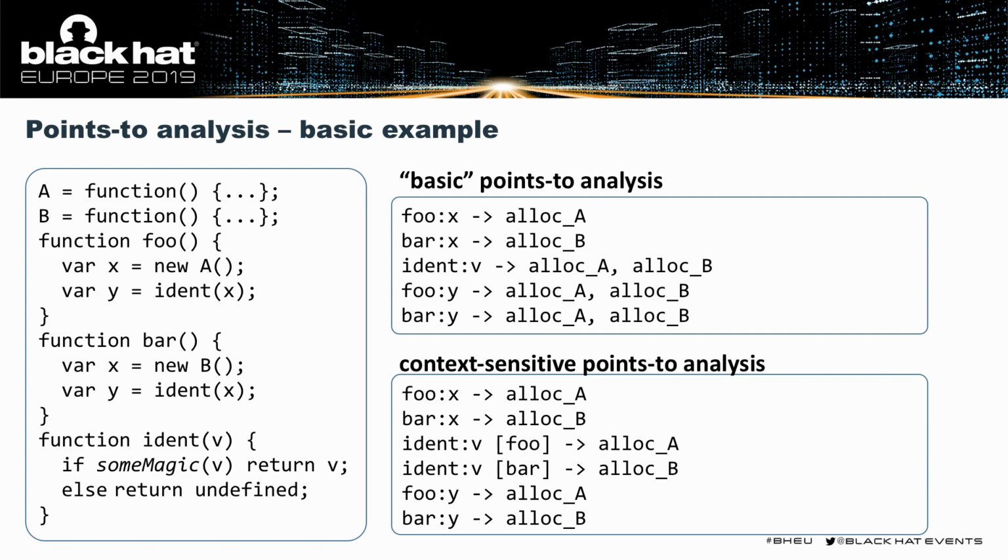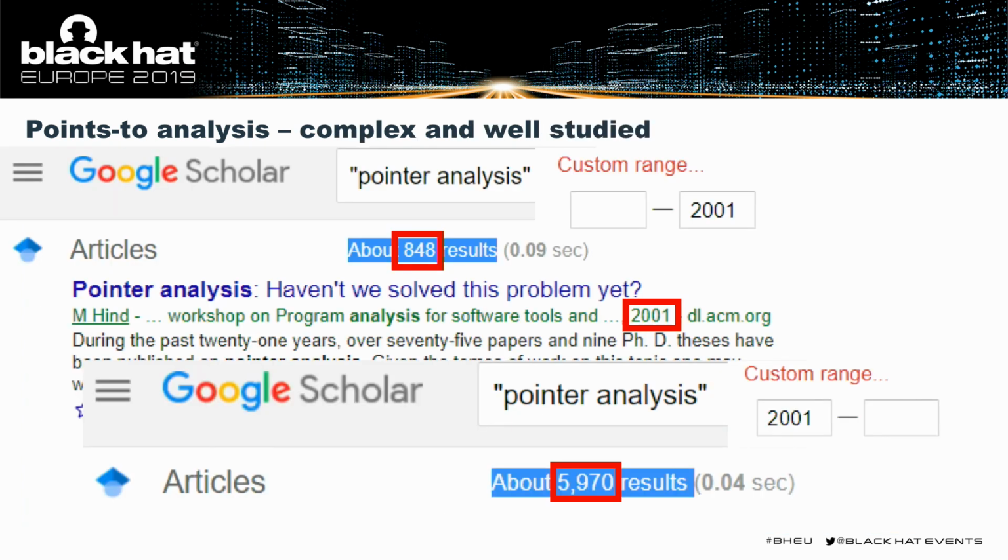And then you can introduce context sensitivity, which essentially adds a call site. So if the identity function is called from a specific call site, then you can add precision, right? But my bigger point is that points-to analysis is a complicated problem, right? In 2000, way back in the day, 20 years ago now, it was like, haven't we solved this problem yet?